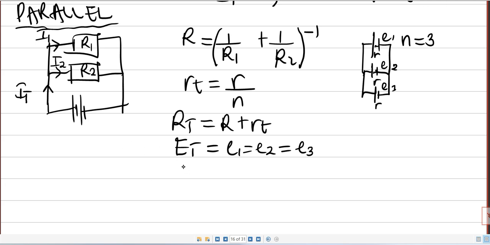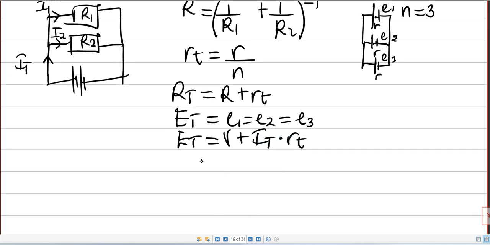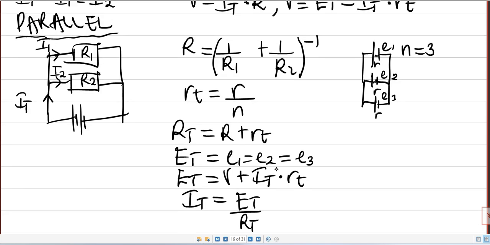Next, you still need to find your current. For current, you're using a similar formula from the previous. Before we go there, the alternative formula for E total would still be the same as the previous one: the terminal voltage plus I total times the total internal resistance. For I total, it is also going to be E total over R total.